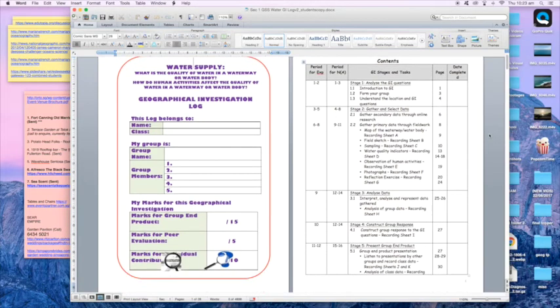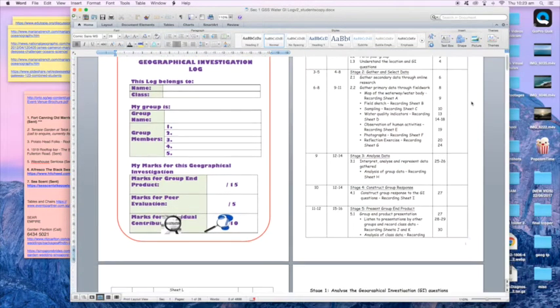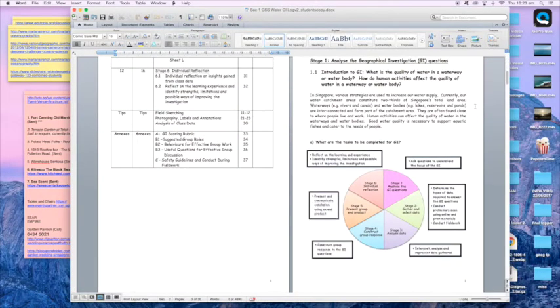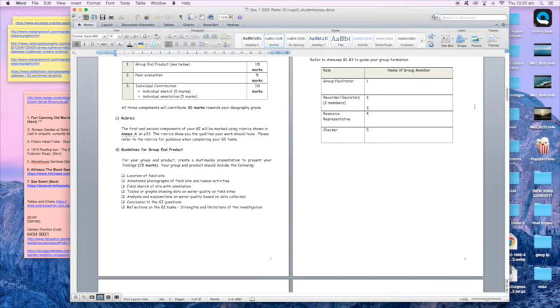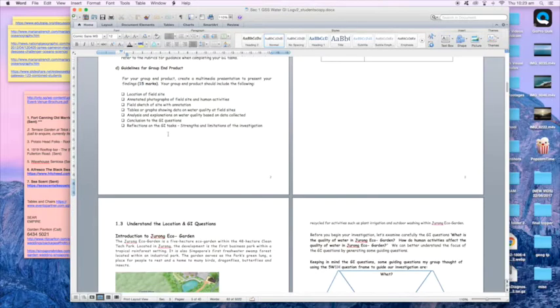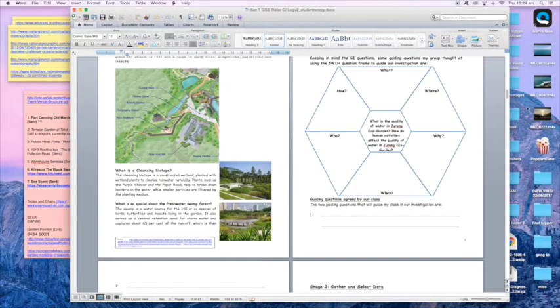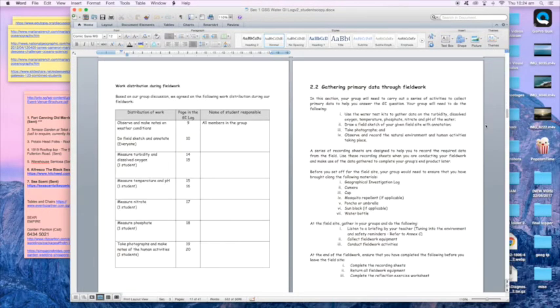Okay, so this is basically how your worksheet looks and what you're supposed to do. At the end of this whole GI, you're supposed to come up with a group end product. This is what you have to provide for me, and it carries 15 marks. If you look through your worksheet, everything is in the order of the things you need to submit. But the first part that most of you are asking me questions on is the analysis.